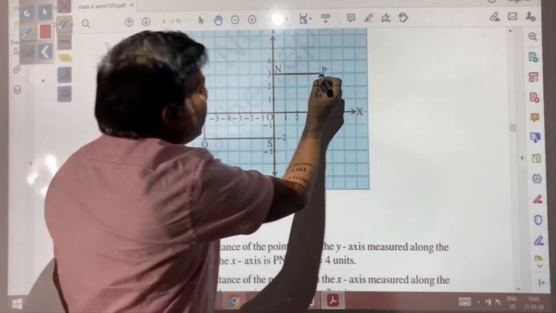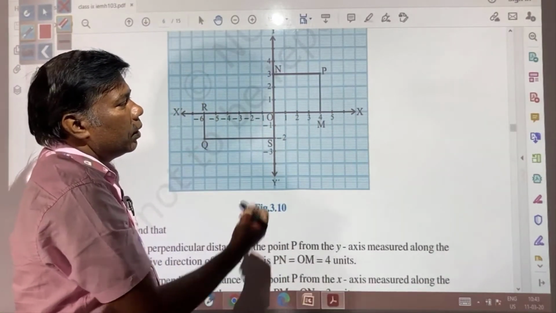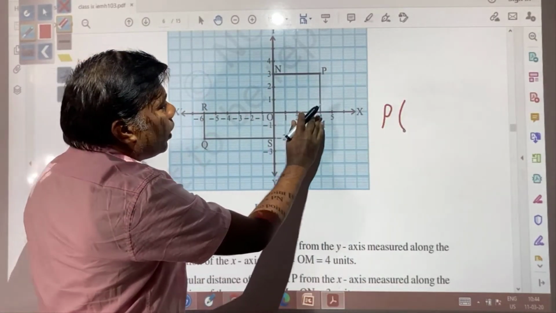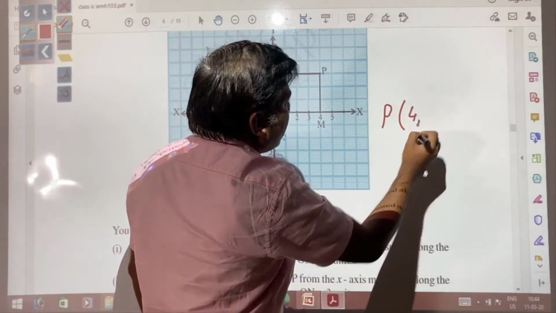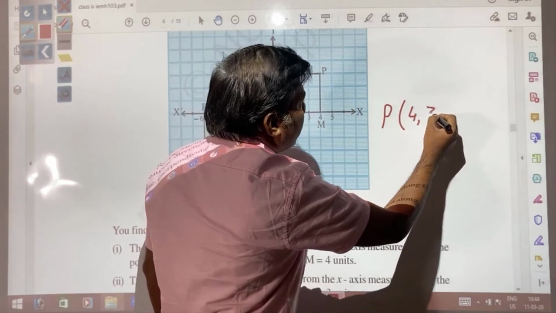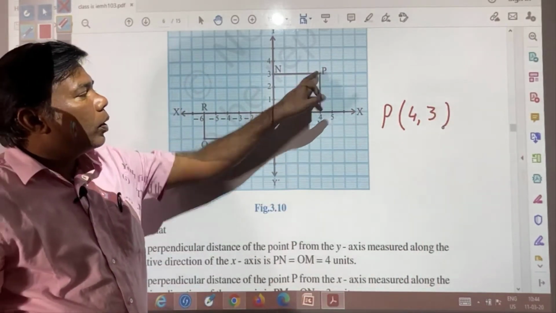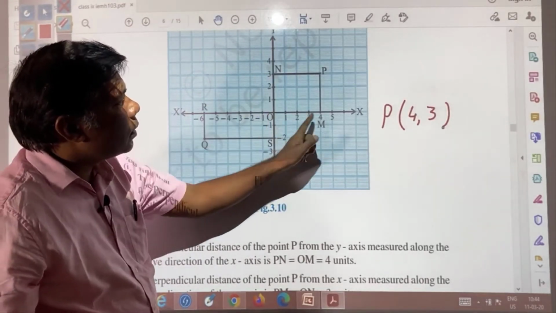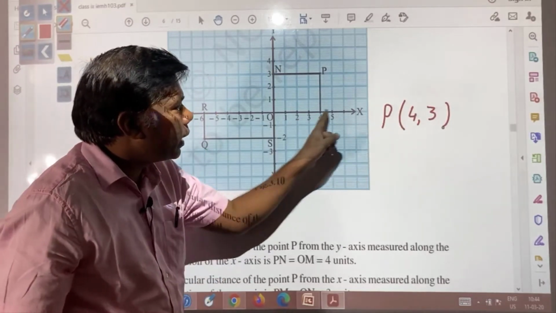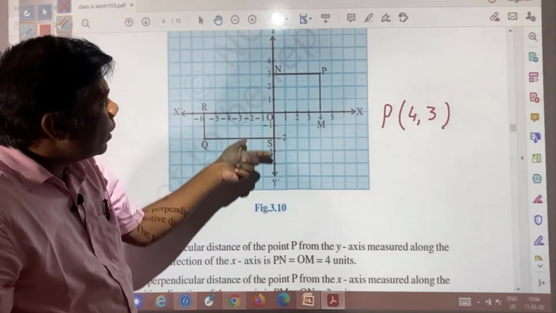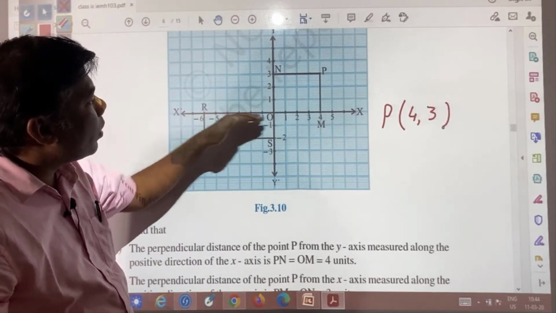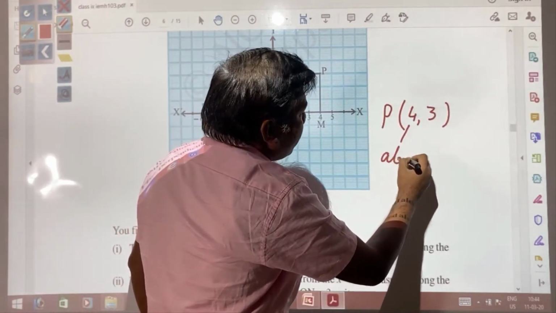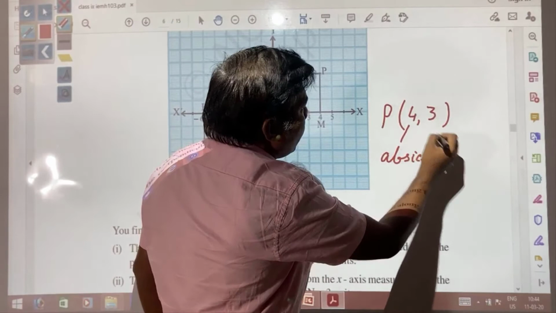Here you see point P, where it is in this Cartesian plane. P is at, here you see, x will be what? 4. And y is what? 3. This point P is how far from the y-axis? 4 units. That has been written on the x-axis, 4. And on the y-axis you see 3, meaning how far from the x-axis? 3 units. So this is called abscissa and this is called ordinate.